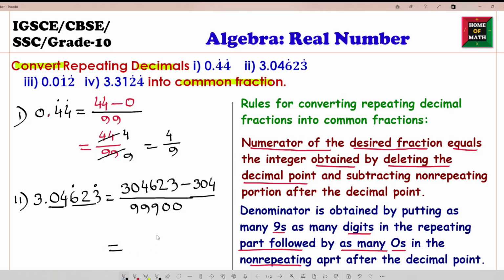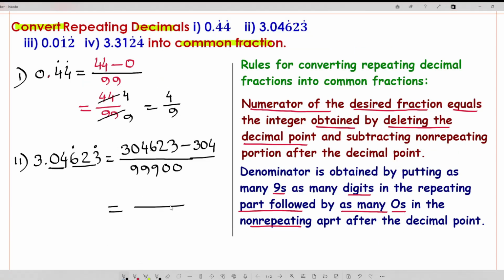Now we can use the calculator. So this one we can write 304623 minus 304, which is 304319, divided by 99900. So we cannot divide anything. This is an improper fraction, so we can make this a mixed fraction. The answer is 3, with denominator 99900 and numerator 4619. This is our answer.